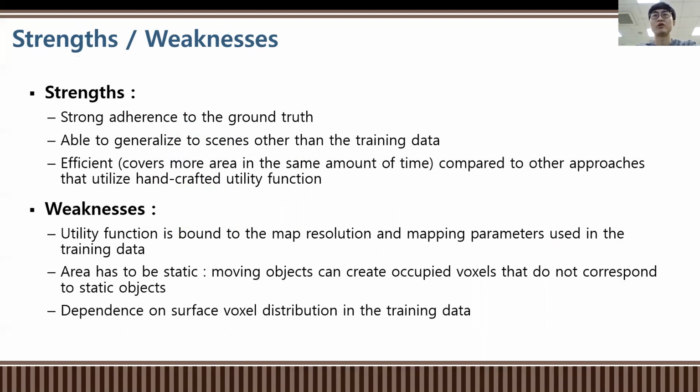Some of the weaknesses are that the utility function is bound to the map resolution and mapping parameters used in the training data, and the area to be inspected has to be a static one. Moving objects can create occupied voxels that do not correspond to the static objects. Lastly, the dependence on surface voxels distribution may be problematic when exploring an area that has vastly different geometries, such as rock formations and other natural things.